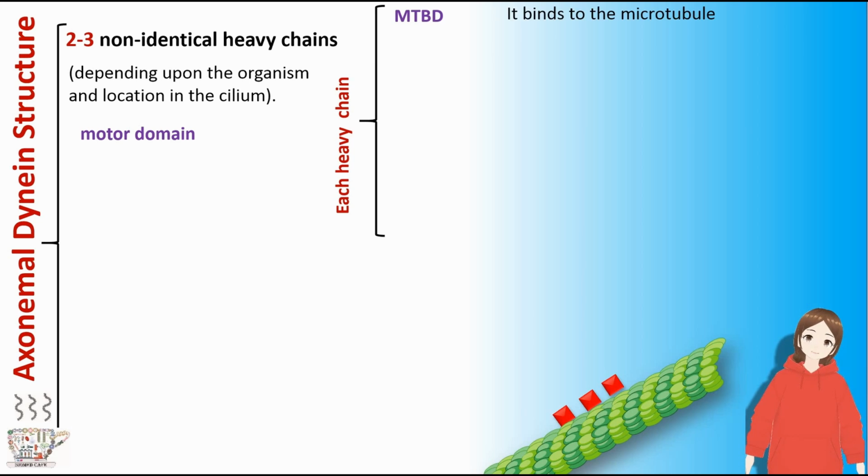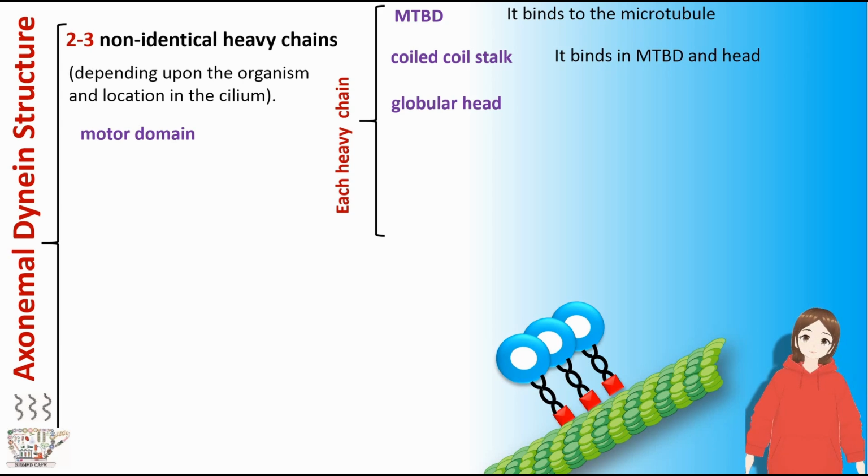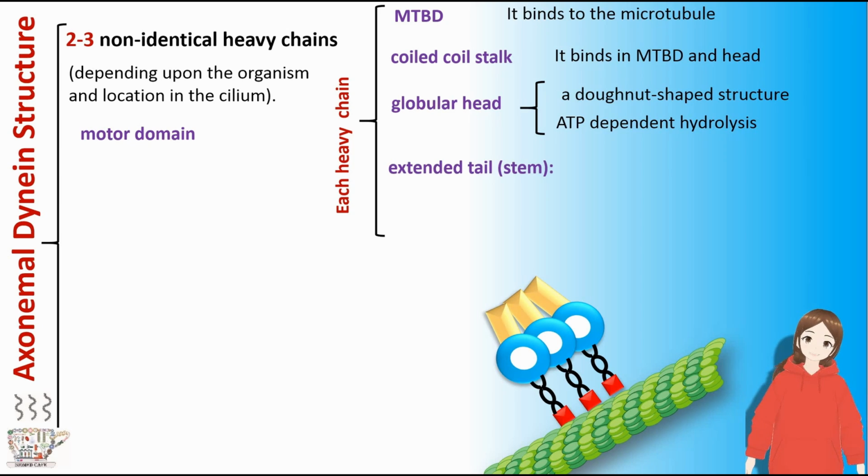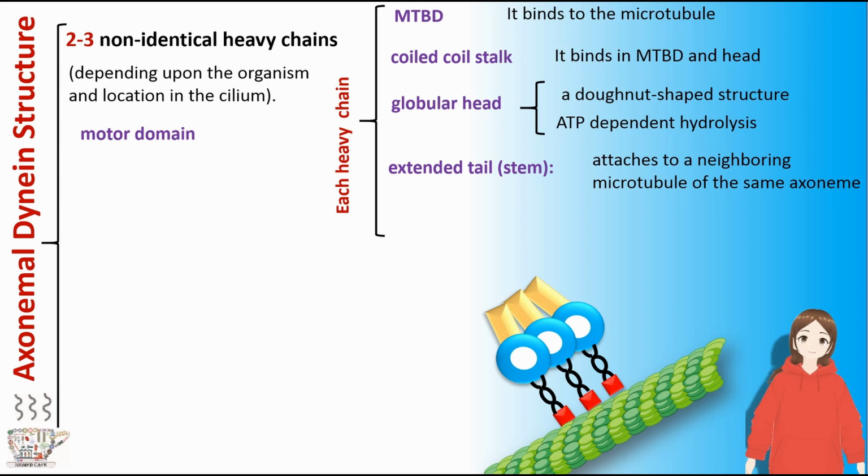MTBD. It binds to the microtubule. Coiled stalk. It connects the MTBD and head. Globular head. It is a donut-shaped structure that has ATP-dependent hydrolysis property and an extended tail or stem. It attaches to the neighboring microtubule of the same axoneme.